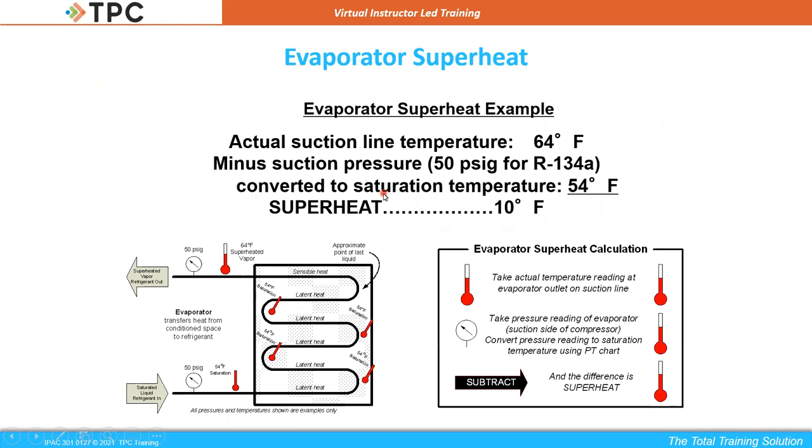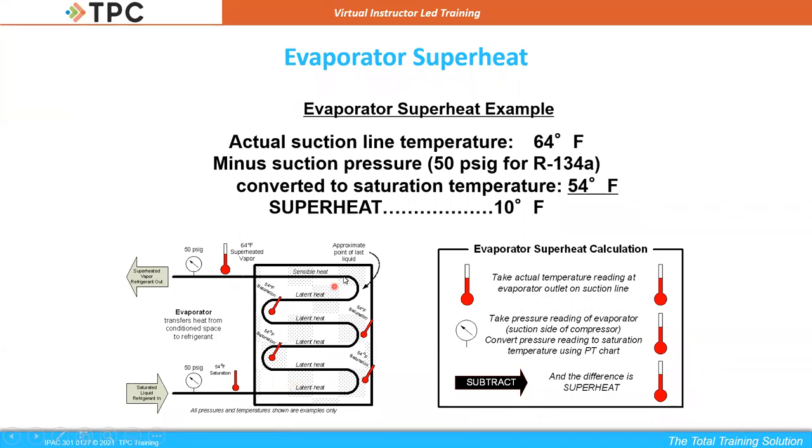So a little more detail on how we find superheat. What we're doing, again, is we're taking a blue gauge, the color blue representing the low side of our system, and we're getting a pressure. In this instance, we're saying we have 50 PSIG for R134A refrigerant, and that converts to a saturation temperature of 54 degrees. So as soon as that temperature reaches 54 degrees, we're no longer changing the temperature of the refrigerant. We're strictly boiling it off from a liquid to a vapor.